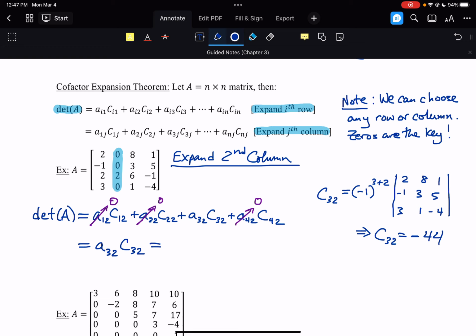So A32 is 2. So 2 times -44, so we get -88. And that would be the determinant of this matrix A. And again, you would get the same value for any row or column that you chose to expand.